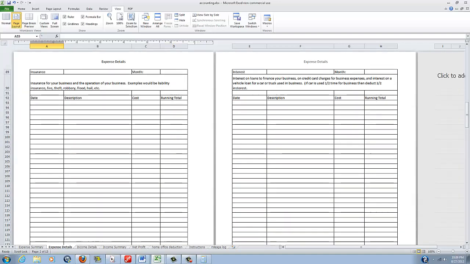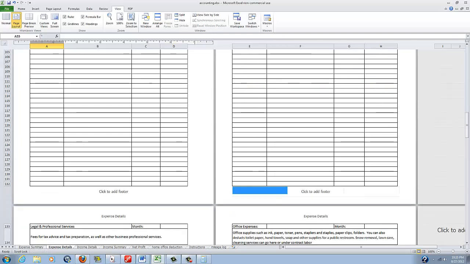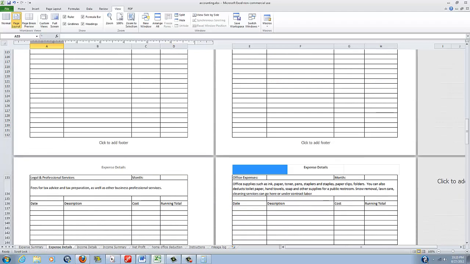Insurance. If you have special insurance for your business, then this is where you would put that cost. I don't have extra insurance for my business. Interest would be interest on loans or credit cards that are only for business expenses. So if you have a business credit card, you could deduct the interest on your business credit card here. I also don't have any of that.